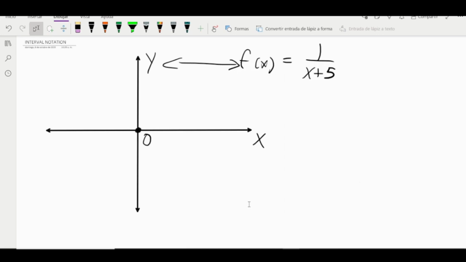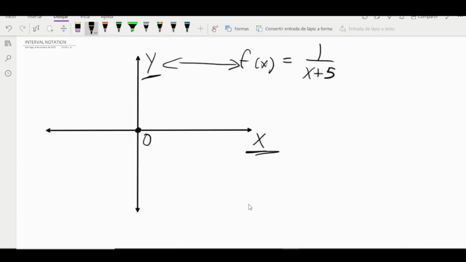Let's start with the idea of what an interval is. An interval is a group of elements that you can take, okay? Normally we can talk about, for example, the elements that you can take from the x, or the elements that you can take from the y. For example, when we have a function, f of x equals 1 over x plus 5, here we need to identify what values of x it is possible to take just to make this function exist, or make it real or possible.